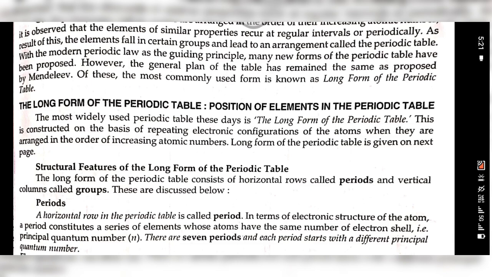A horizontal row in the periodic table is known as a period. In terms of electronic structure of the atom, a period constitutes a series of elements whose atoms have the same number of electron shells, that is the same principal quantum number, n. There are 7 periods and each period starts with a different principal quantum number.